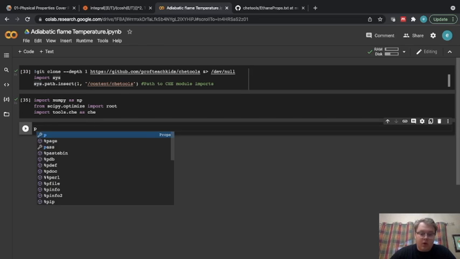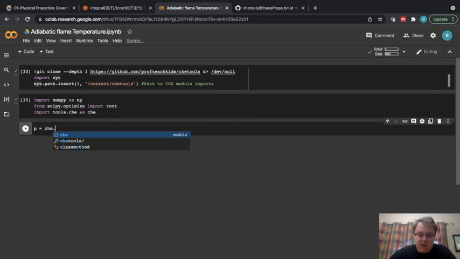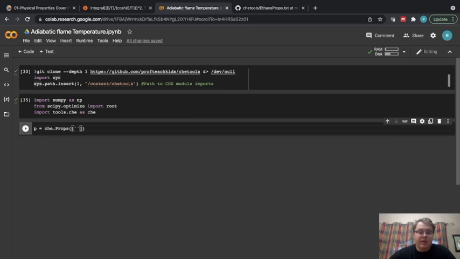So the first step is that from all that data, we want to import the specific ones that we need. So I'm going to call this P for the properties of the chemicals that we're going to be using. And this is going to be taken from che.props, and it's going to be all the chemicals that we need within the combustion reaction. So the fuel, the oxygen, the nitrogen, the carbon dioxide, and the water. So it's going to be methane, ethane, n-propane, water, carbon dioxide, nitrogen, and oxygen.